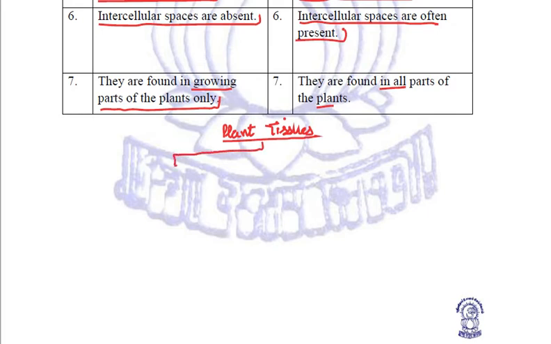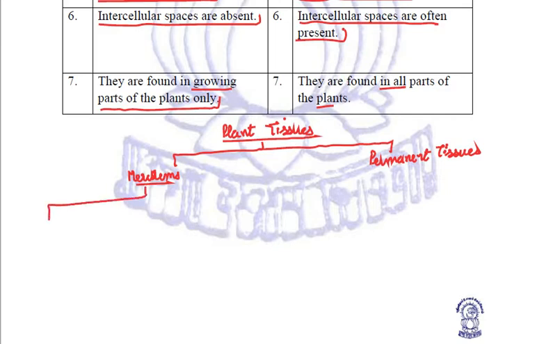These plant tissues we categorized into two types. One are the meristematic tissue or the meristems, and the other we talked about the permanent tissues. Right, let us try to summarize it in the form of a flow chart so that we are able to relate. Now these meristematic tissues were further, we said, depending upon the location, divided into apical meristems and lateral meristems and intercalary meristems.